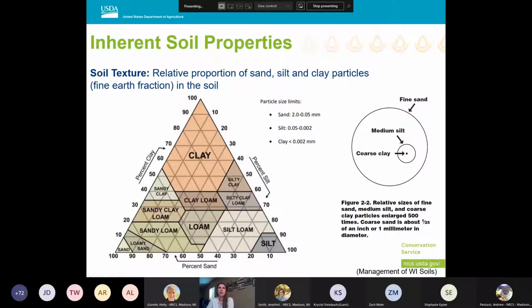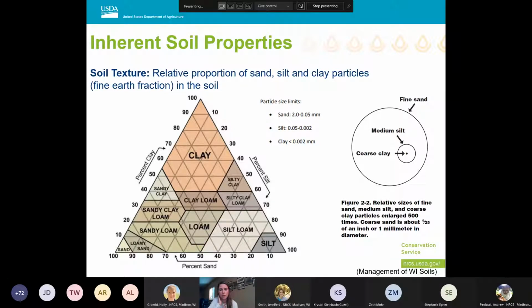All right, so Jennifer touched on soil texture, so I'm not going to go into a lot of detail on this, but soil texture is considered an inherent soil property. These are the relative proportions of sand, silt, and clay, so the fine earth fraction or the mineral fraction. As Jennifer mentioned, this is excluding organic material or organic matter.